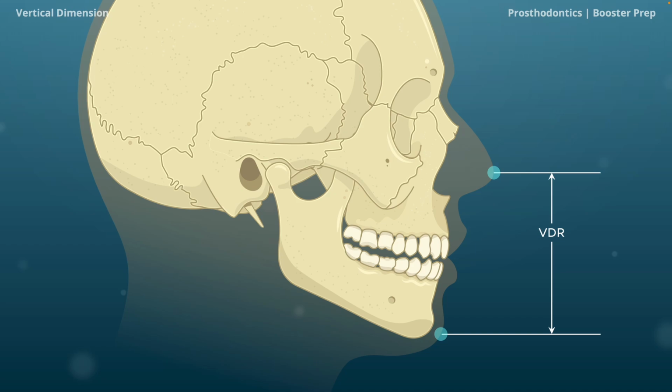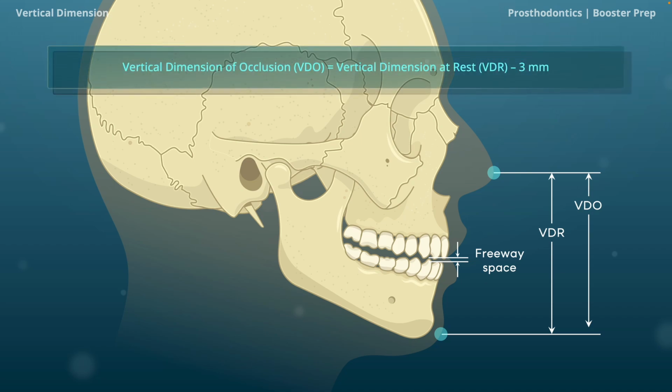In this position, the distance between the mandibular and maxillary teeth is termed the freeway space, aka the interocclusal distance, and it measures about 3 millimeters. Now, once you have a VDR value, calculating the VDO is actually quite simple. All we have to do is subtract 3 millimeters from our VDR value, and this gives us an approximation of where their VDO would likely be if they had tooth stops, either natural or with a denture.